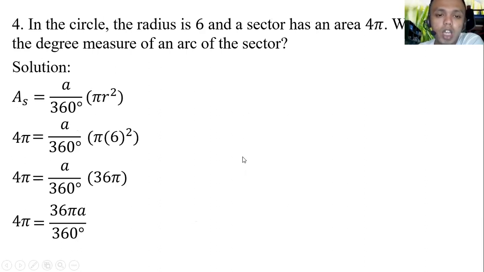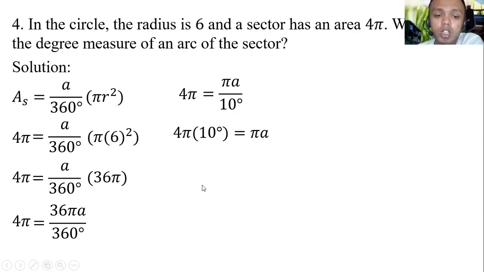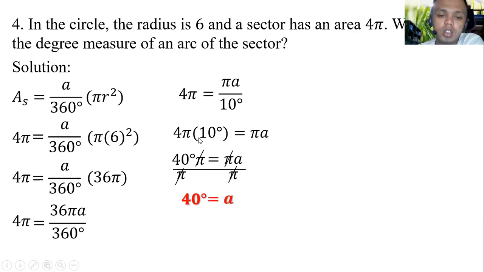Lowest term first, 36 over 360. The lowest term is 1 over 10. So we have pi A over 10 degrees. Then we cross multiply: 4 pi times 10 degrees is equal to 40 degrees pi. Then divide both sides by pi. Cancel this out. Then we have A is 40 degrees.